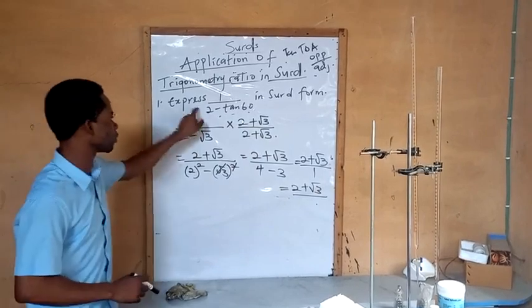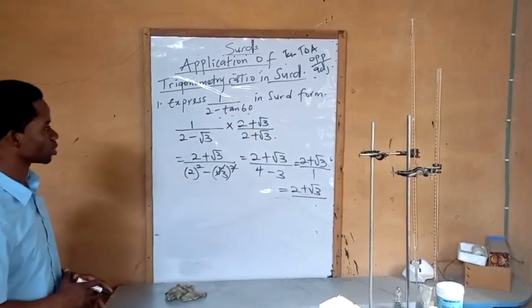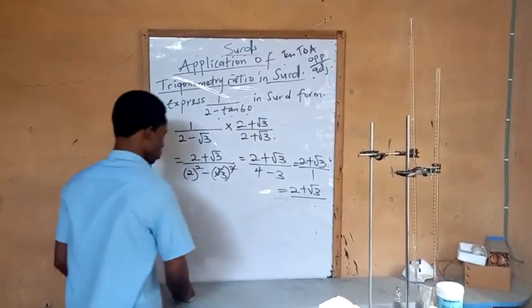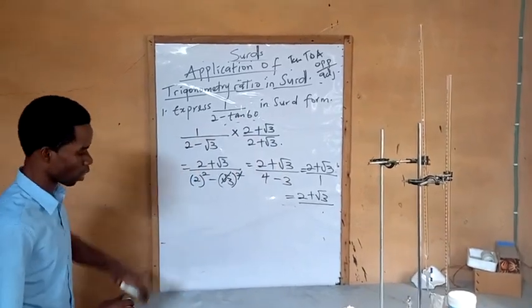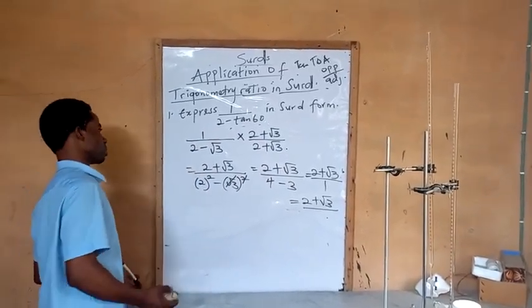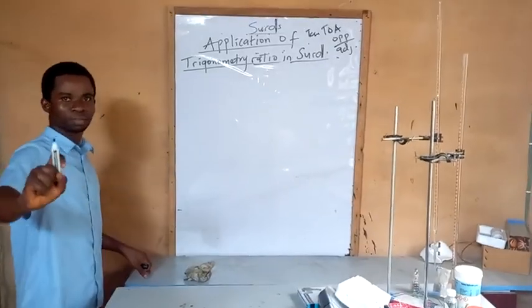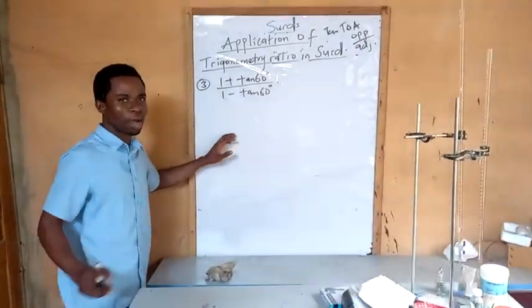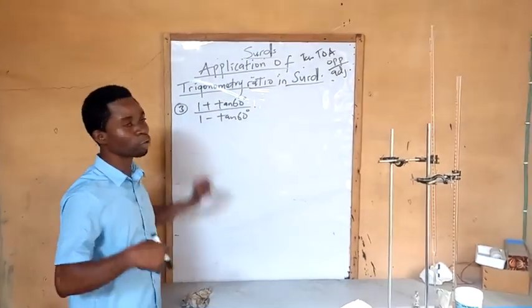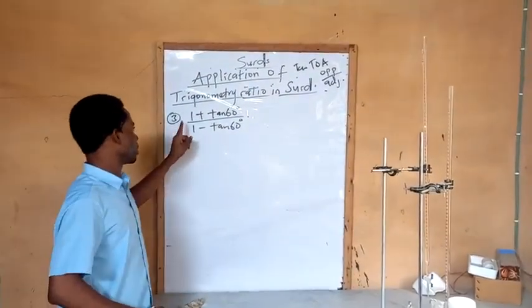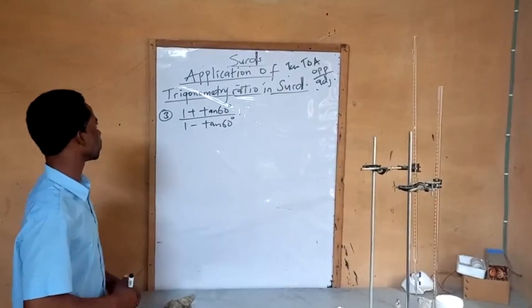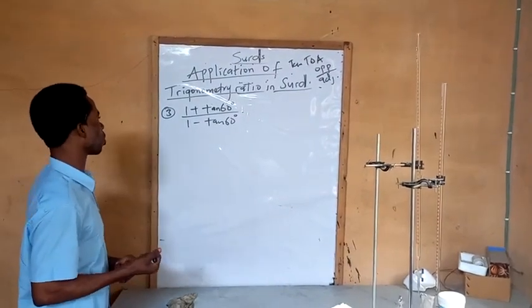So that means the answer for this is 2 plus root 3 in surd form. Now, before we do number 2, I will advise us to do number 3 first. Number 3 is 1 plus tan 60 degrees all over 1 minus tan 60 degrees in surd form.